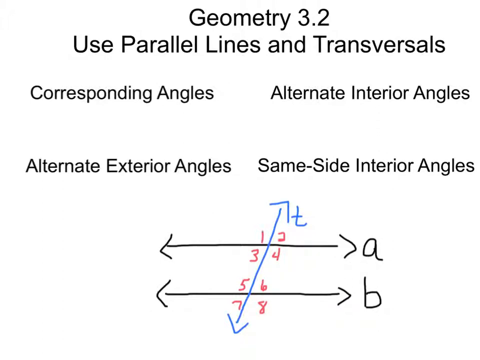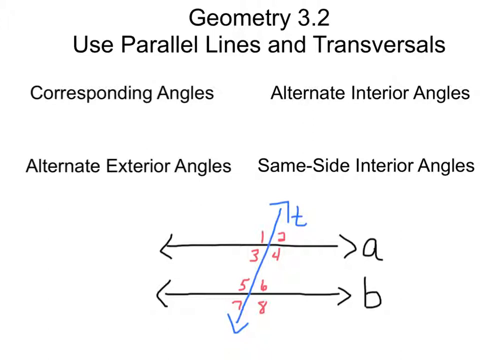Today in geometry in lesson 3.2, let's revisit the vocabulary words from yesterday's lesson in 3.1. We talked about two lines, A and B, being cut by a transversal that we will call T. When that happens, we get four groups of angles: corresponding angles, alternate interior angles, same side interior angles, and alternate exterior angles. Let's take a look at which angles fit which of these categories.